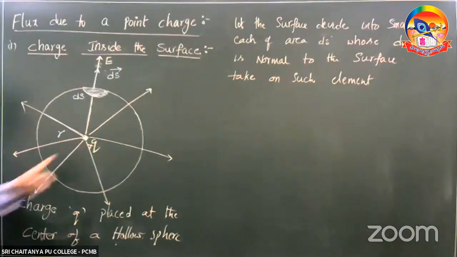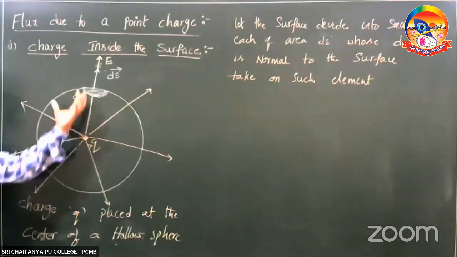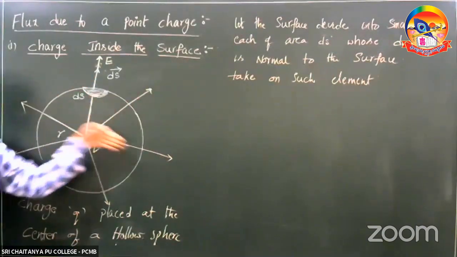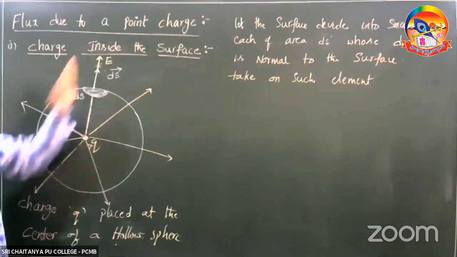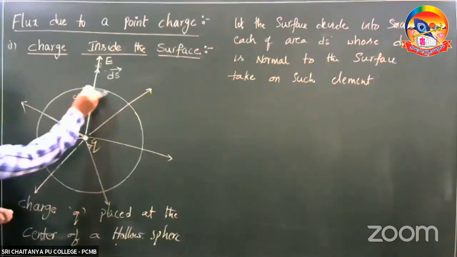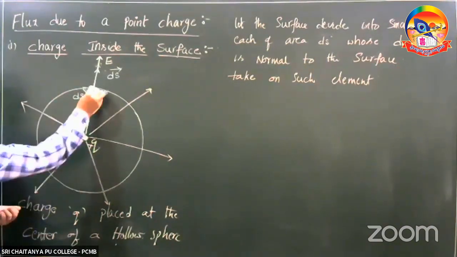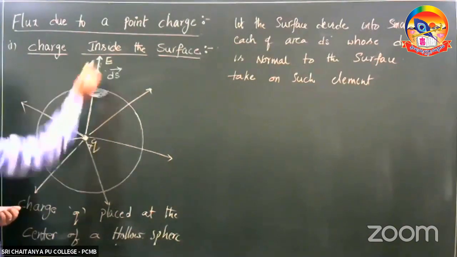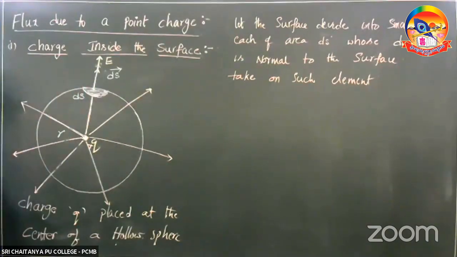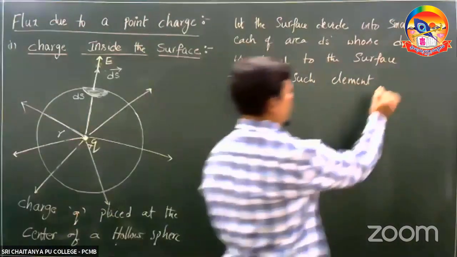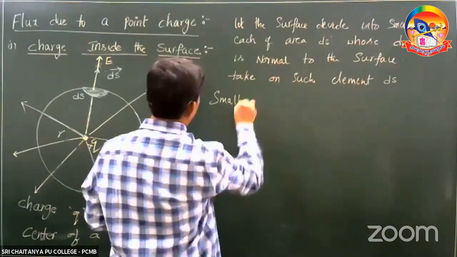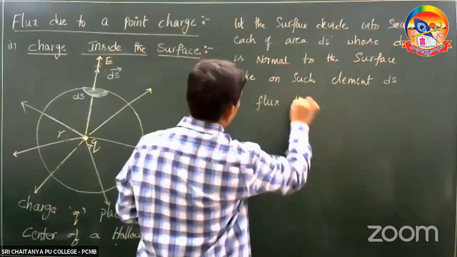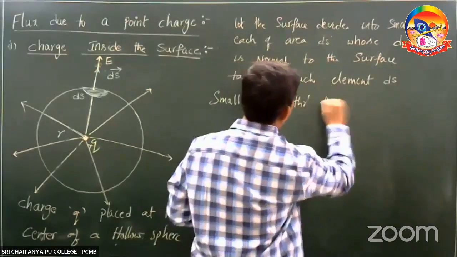Is this clear? As it is a positive charge, the electric field comes out radially. So this is the direction of the electric field at this point on the surface. What is the electric field at this point? E, and that E direction is in this way, right? Take one such element, ds. What is the small flux through that element?